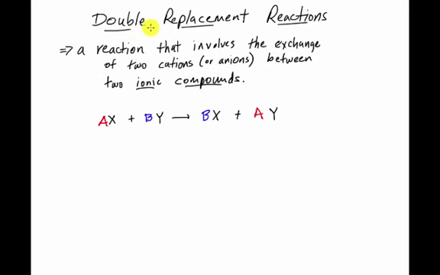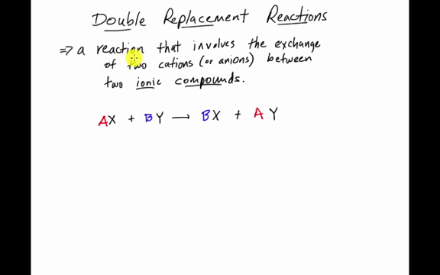Alright, today's video lesson is going to focus on double replacement reactions. Essentially what we're going to be doing here is looking at predicting products for various chemical reactions. And the first one we're going to look at is a double replacement reaction. In order to determine the products of a reaction, you're going to have to be able to identify the type of reaction that it is.